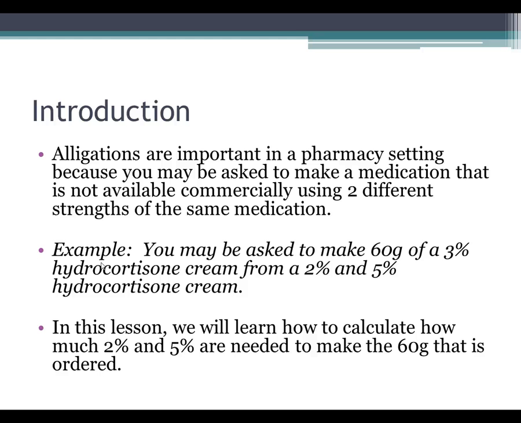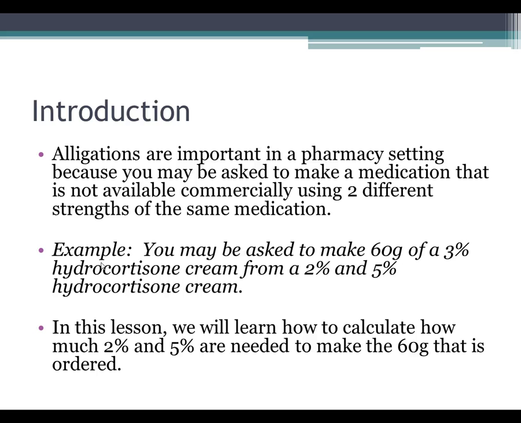An example problem of an alligation is that you may be asked to make 60 grams of a 3% hydrocortisone cream from a 2% and a 5% hydrocortisone cream. In the lesson, we will learn how to calculate how much 2% and 5% are needed to make the 60 grams that the physician has ordered.